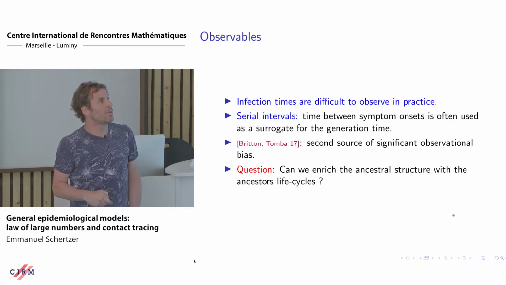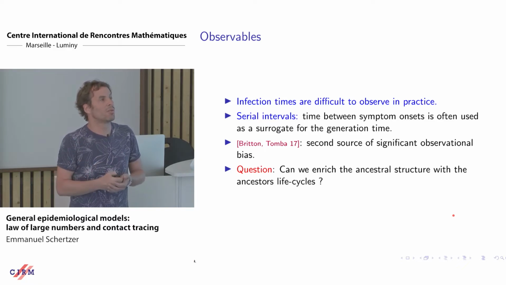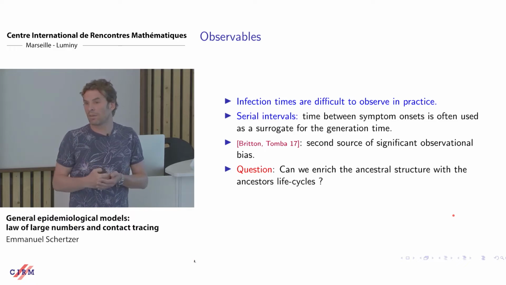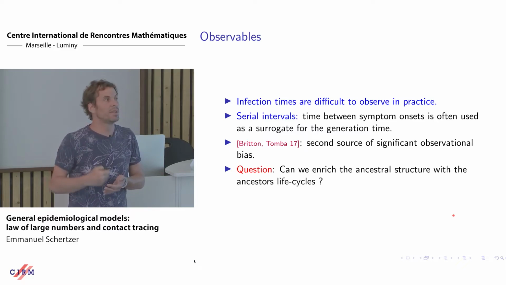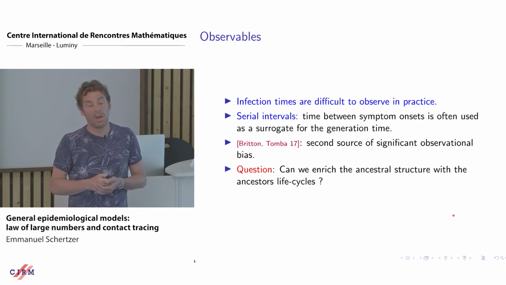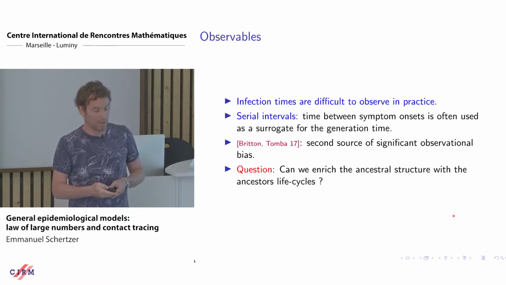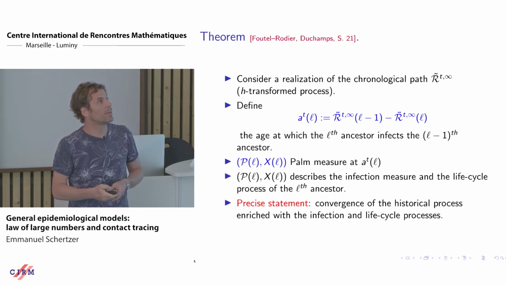And as described in the same article that I mentioned before, this can induce a second source of significant observational bias. If you want to remove this observational bias, what's natural to ask is whether we can enrich the previous ancestral structure, this chronological path, to take into account not only the ages of infection, but the life cycles of the infectors along the chain. And there's a very natural way to do this using Palm measures. So let me skip this and just describe the results rapidly.